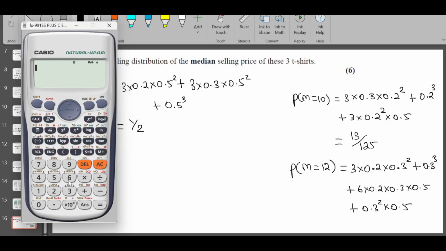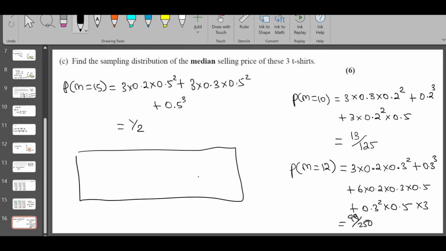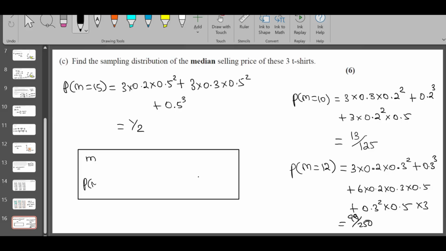Okay, let's calculate 12 now. So 3 times 0.2 times 0.3 square plus 0.3 power 3 plus 6 times 0.2 times 0.3 times 0.5. You have to be very careful here. Plus, here I missed out times 3 actually. 3 times 0.5 times 0.3 square. 99 over 250.